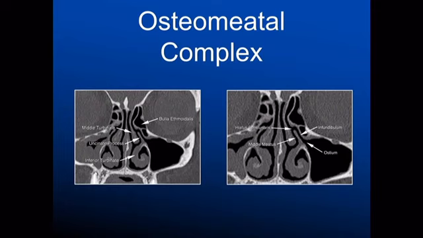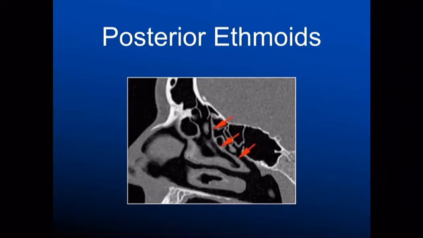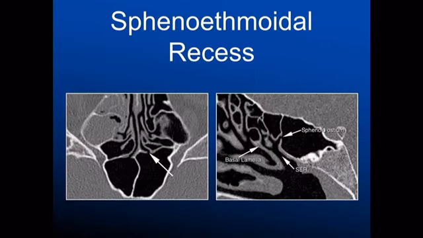So we're all very familiar with the osteomeatal complex, so I won't dwell on that too much. Just to mention that the anatomical landmark dividing the anterior and posterior ethmoids is the basal lamella, which attaches the middle turbinate to the lamina papyracea and is that dividing line between anterior and posterior ethmoidal cells. And then when we come to the sphenoethmoidal recess, obviously there's that small ostium, the sphenoid ostium, that drains the sphenoethmoidal recess medial to the superior turbinate.